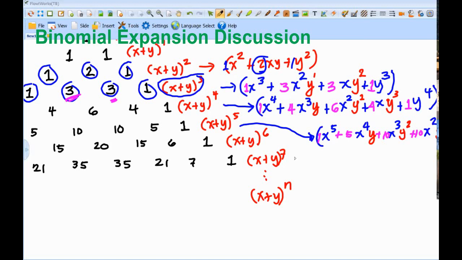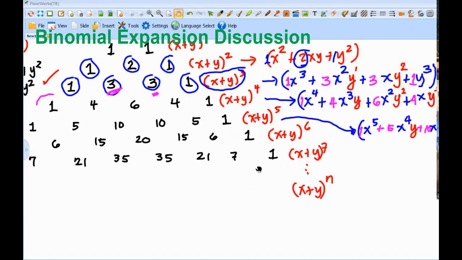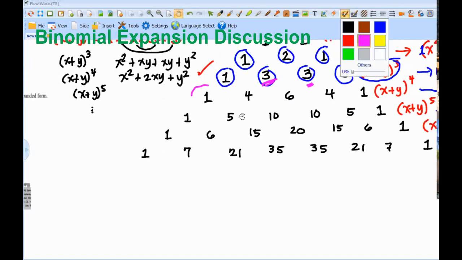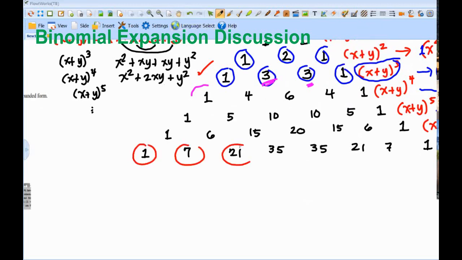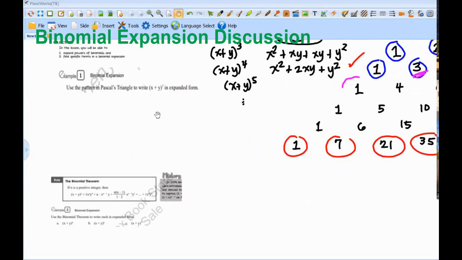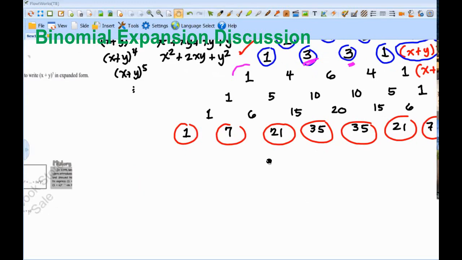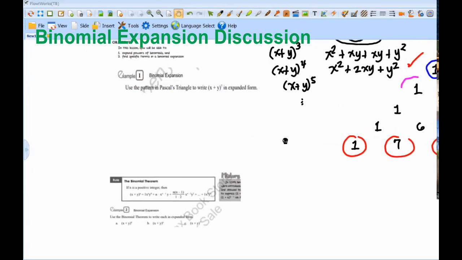Now, our example is x plus y to the 7th. Okay, let's answer our x plus y to the 7th. So remember all of this. Just tell me after 1: 7, 21, 35, 35, 21, 7, and 1, which is our question. Use the Pascal's triangle to write x plus y to the 7th in expanded form, right? 1, 7, 21, 35.